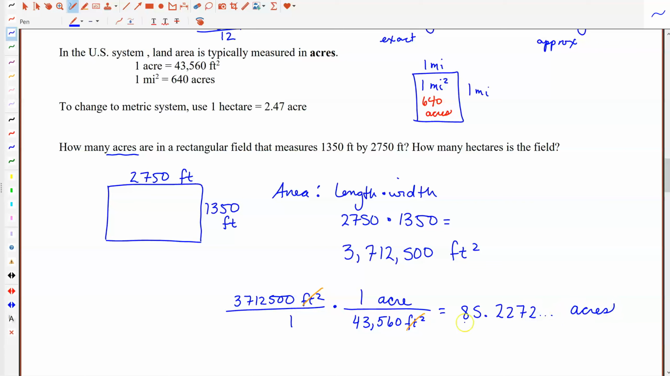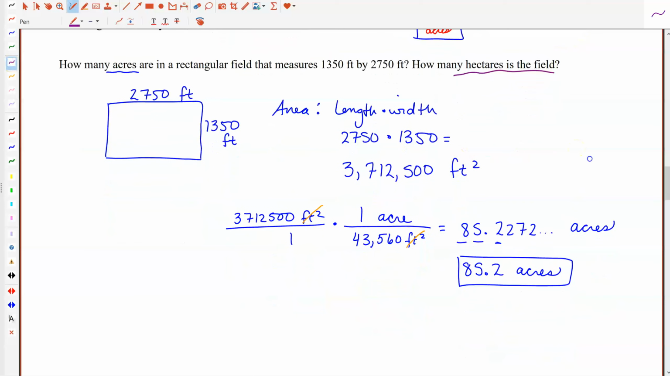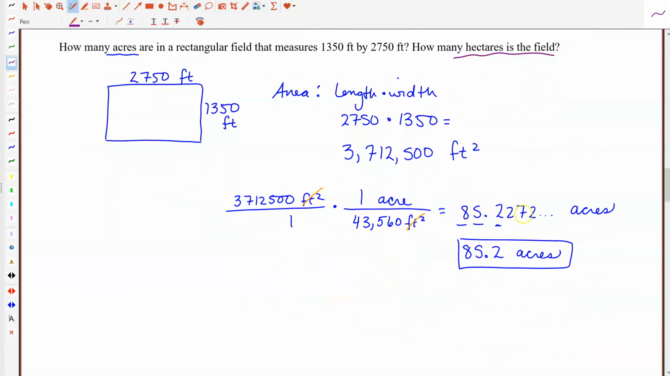If we wanted to take this to 3 significant digits, so I will keep the 8, the 5, and then for my third spot, since the number to the right is not 5 or bigger, I'm not going to round that up, so that would be 85.2, and then it would be acres. So that would be the measurement in the U.S. system. Now let's convert that to the metric system, because we're also asked to answer how many hectares is the field.